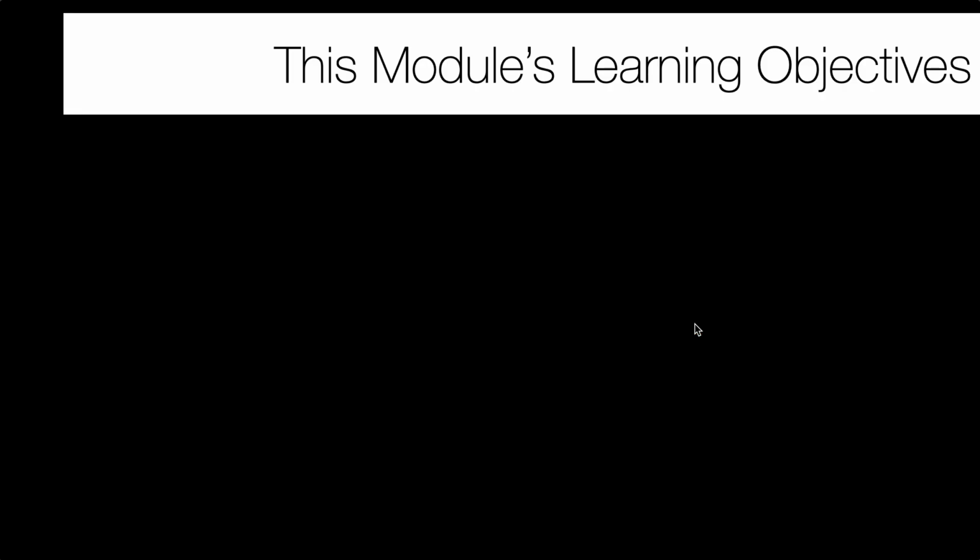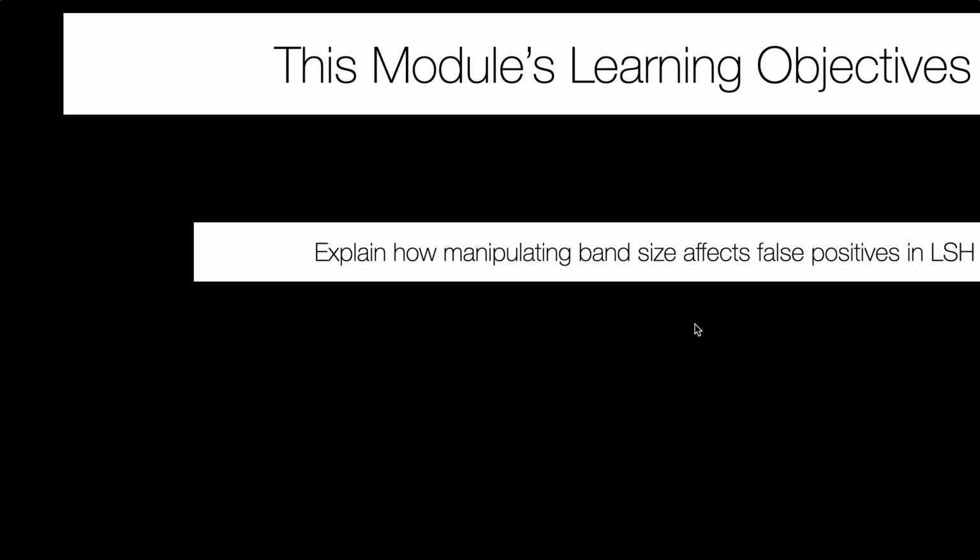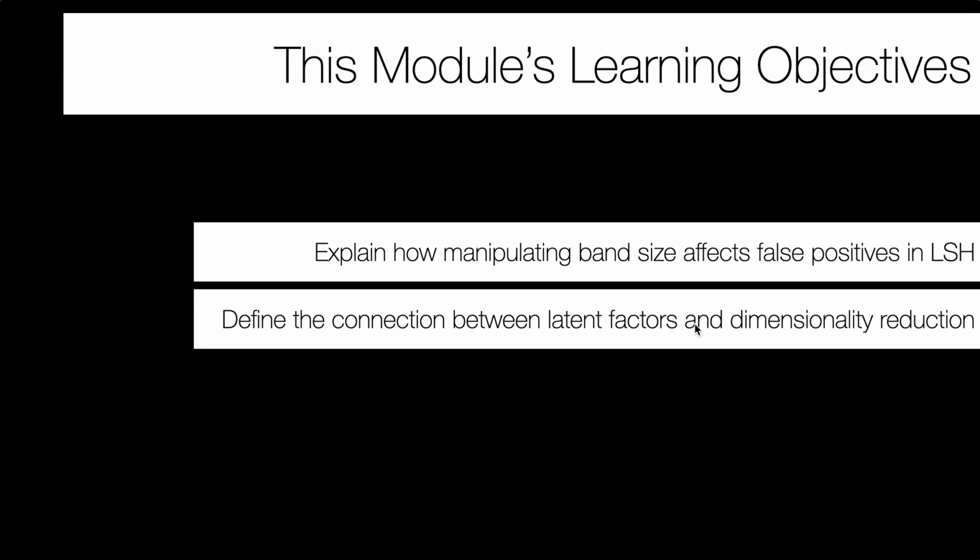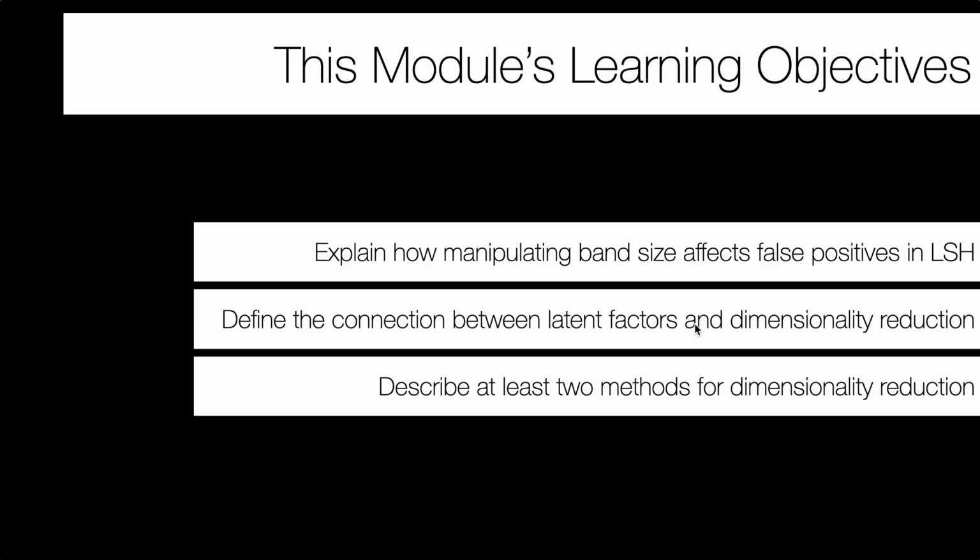For this week, in this part of the module, we have 3 main learning objectives to go over. One is a continuation from last time where we look at the band size and how it affects false positives in locality-sensitive hashing. Then we'll move on and talk about dimensionality reduction and what the connection is between dimensionality reduction and latent factors. Basically, how can you interpret what's a normal language or layman's interpretation for dimensionality reduction around this idea of latent factors. And then we'll talk about 2 different ways to do dimensionality reduction.